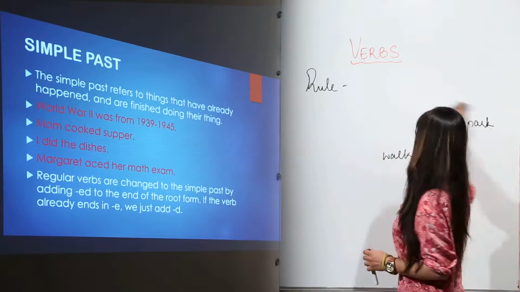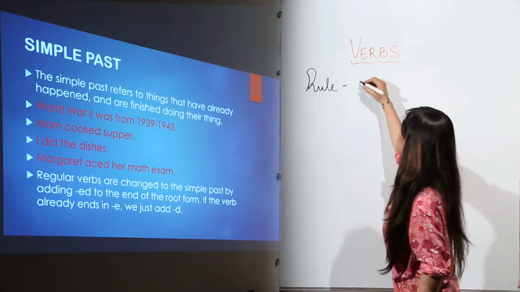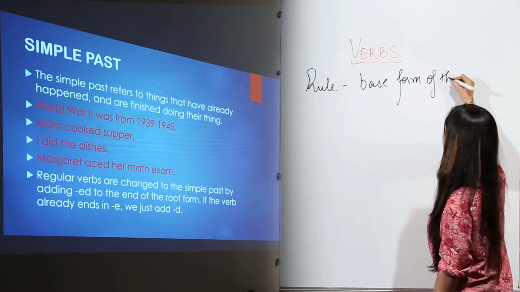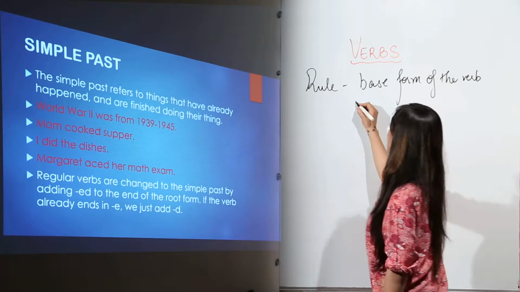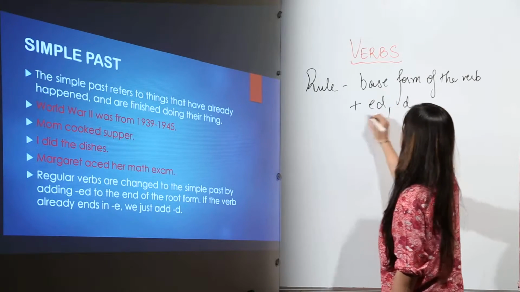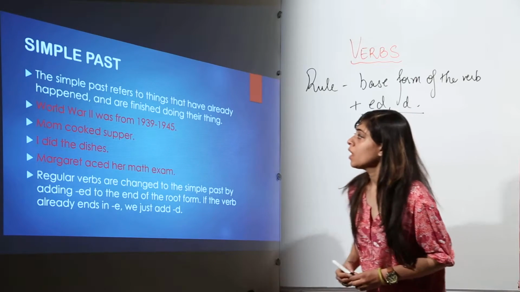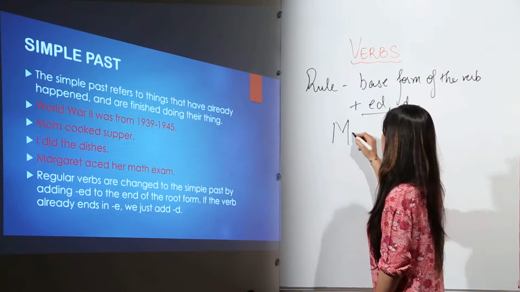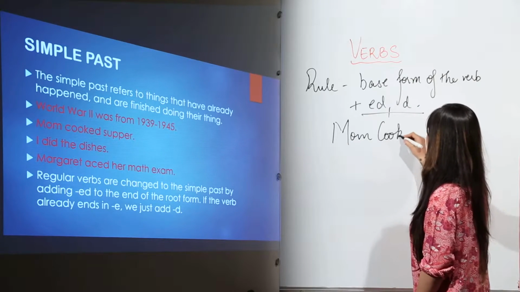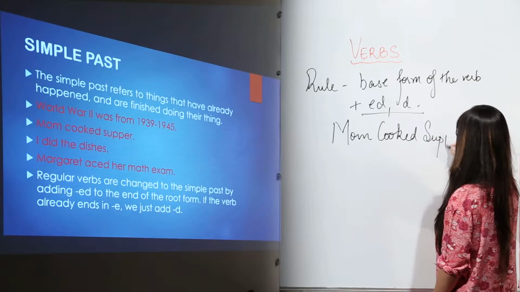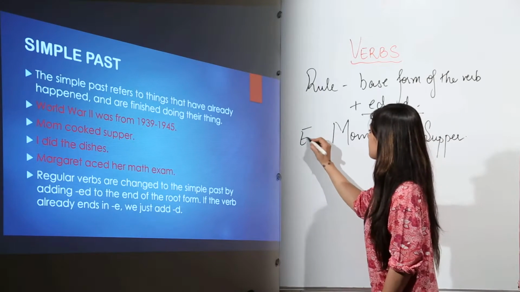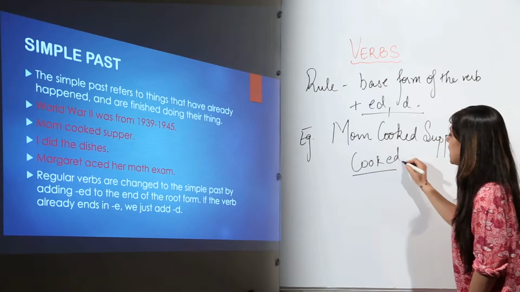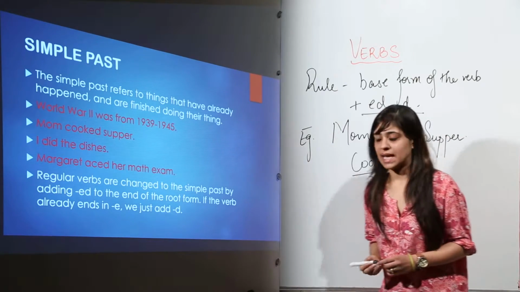For simple past, again, we use the base form of the verb and we add ed or d after the word. For example, we'll take up an example from the screen itself. Mom cooked supper. Now cook is the base form and we add ed, implying it to be a simple past tense.